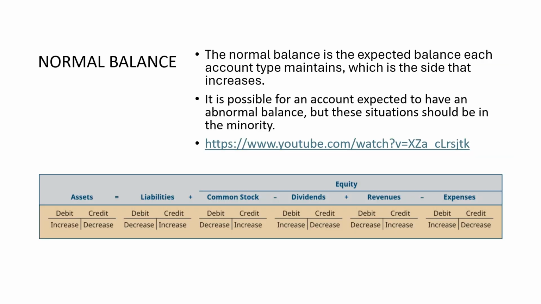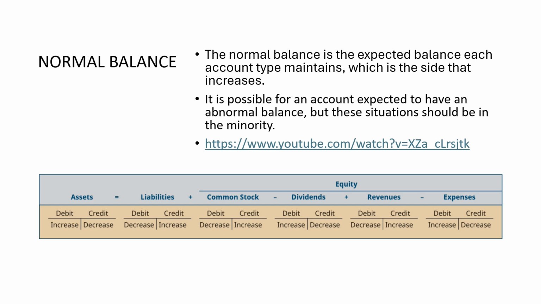Related to the increase and decrease in terms of the double entry, debit and credit, I introduce another very important concept, which is called the normal balance. The normal balance of an account is the expected balance it maintains. This is the side, no matter debit or credit, that causes the account to increase. Therefore, for example, for accounts ADE, expense, their normal balance would be debit. For accounts LCRE, equity, their normal balance would be credit because they increase on the credit side.